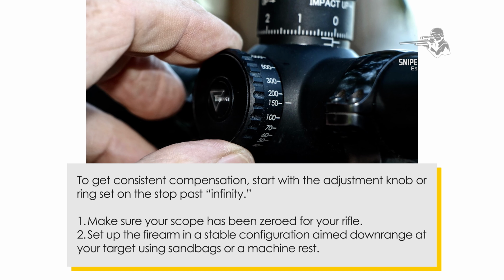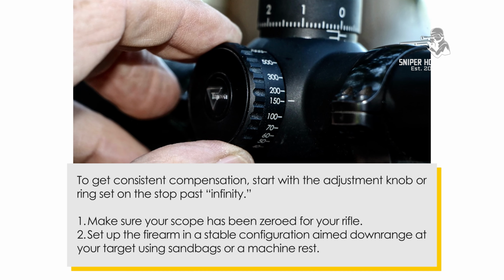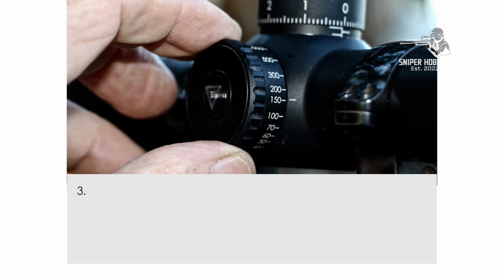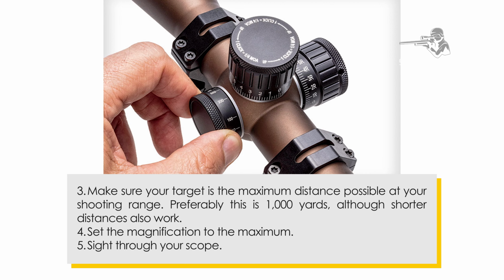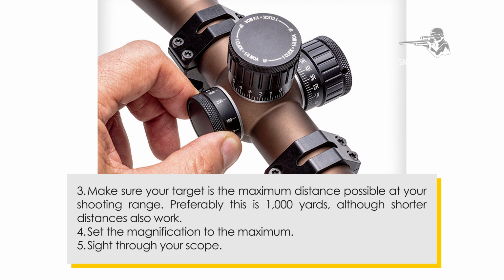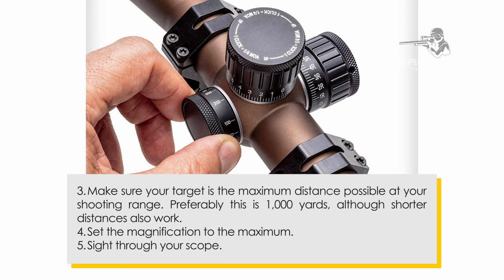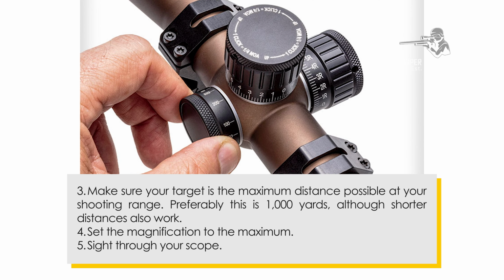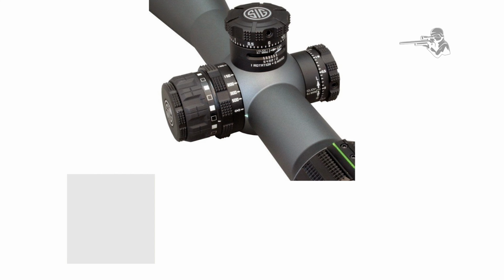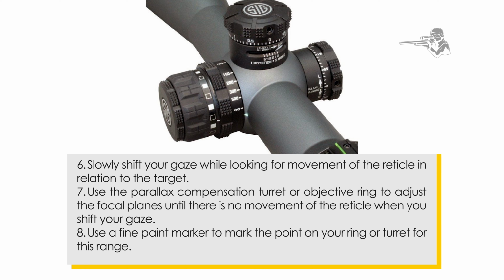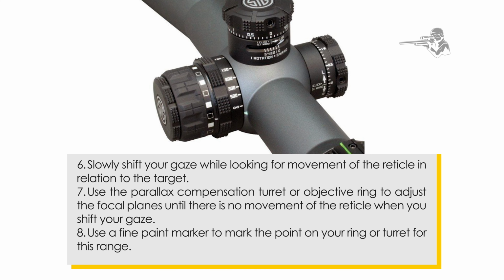2. Set up the firearm in a stable configuration aimed downrange at your target using sandbags or a machine rest. 3. Make sure your target is the maximum distance possible at your shooting range. Preferably this is 1,000 yards, although shorter distances also work. 4. Set the magnification to the maximum. 5. Sight through your scope. 6. Slowly shift your gaze while looking for movement of the reticle in relation to the target.